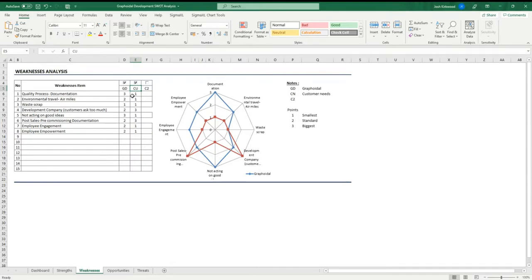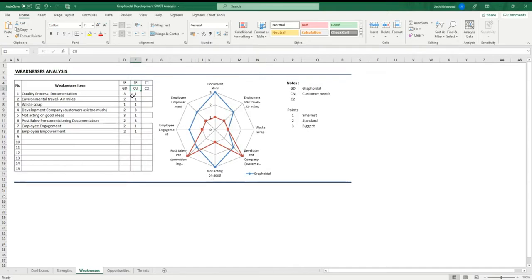Development company, yeah, this is always a tricky one, as we're classed as Graphoidal developments. The sales team like to not say no to customers. Unfortunately, it has to be said sometimes, because it's just not in our scope of work that can be done.